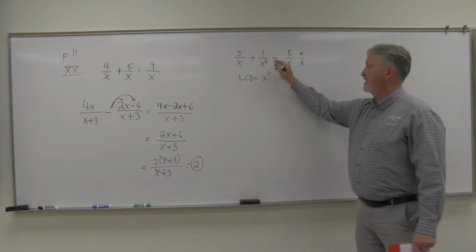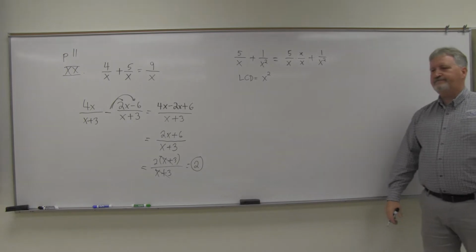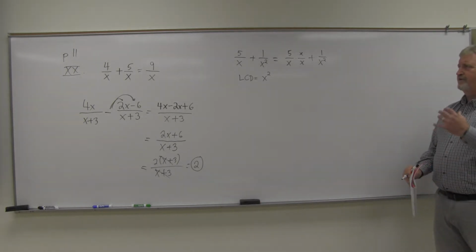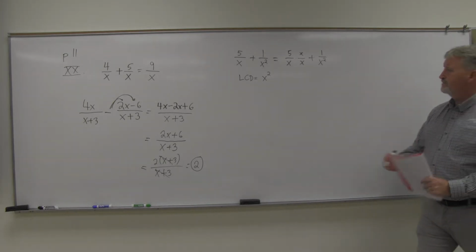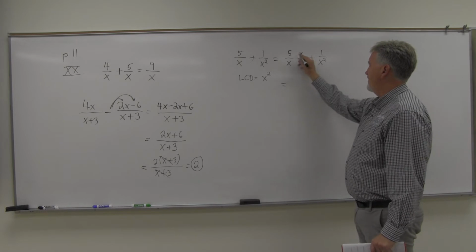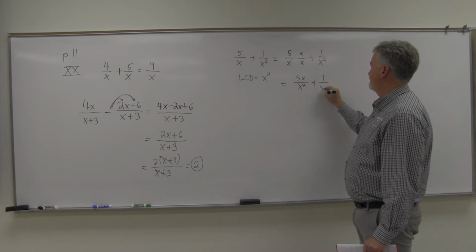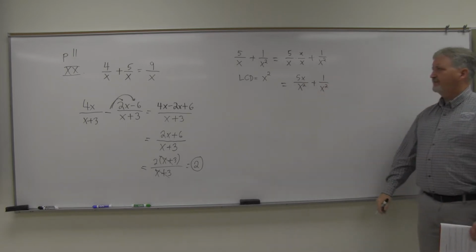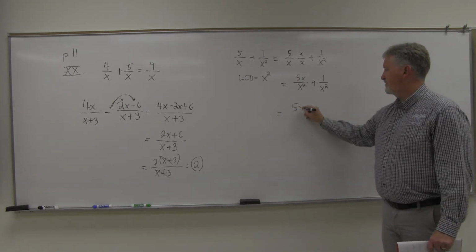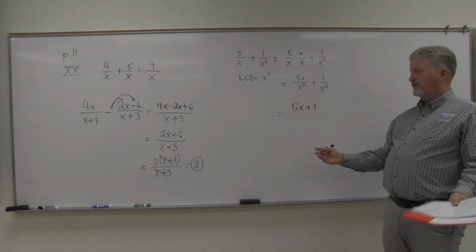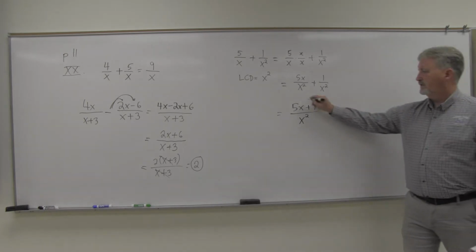Now the good news is that one already has x squared, so I don't have to do anything to it. Sometimes you have to do something to both of them, but sometimes just do it to one. So what does this make us here? Let's go ahead and rewrite that. So that's 5x on the top, and then x squared on the bottom. Hey, look at that. Now I have a common denominator, just like I did previously. So what happens? You add the numerators, 5x plus 1. Can't combine them because they're not like terms. And then the x squared denominator just stays x squared. That's done.